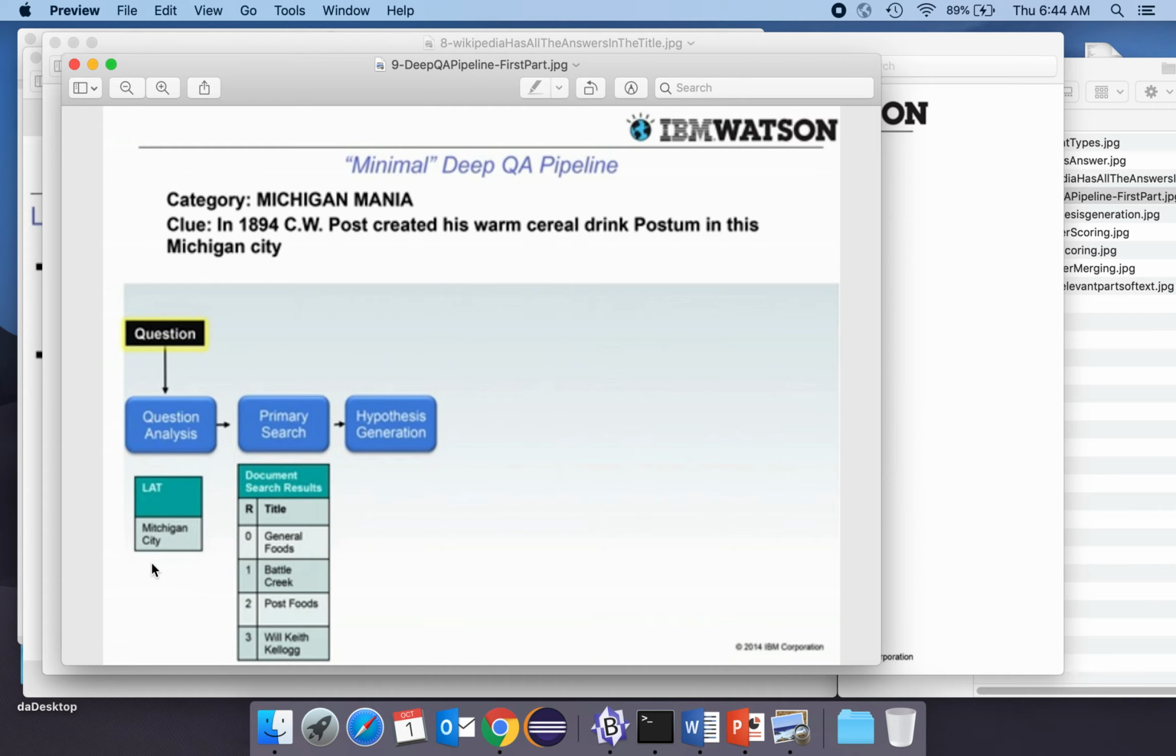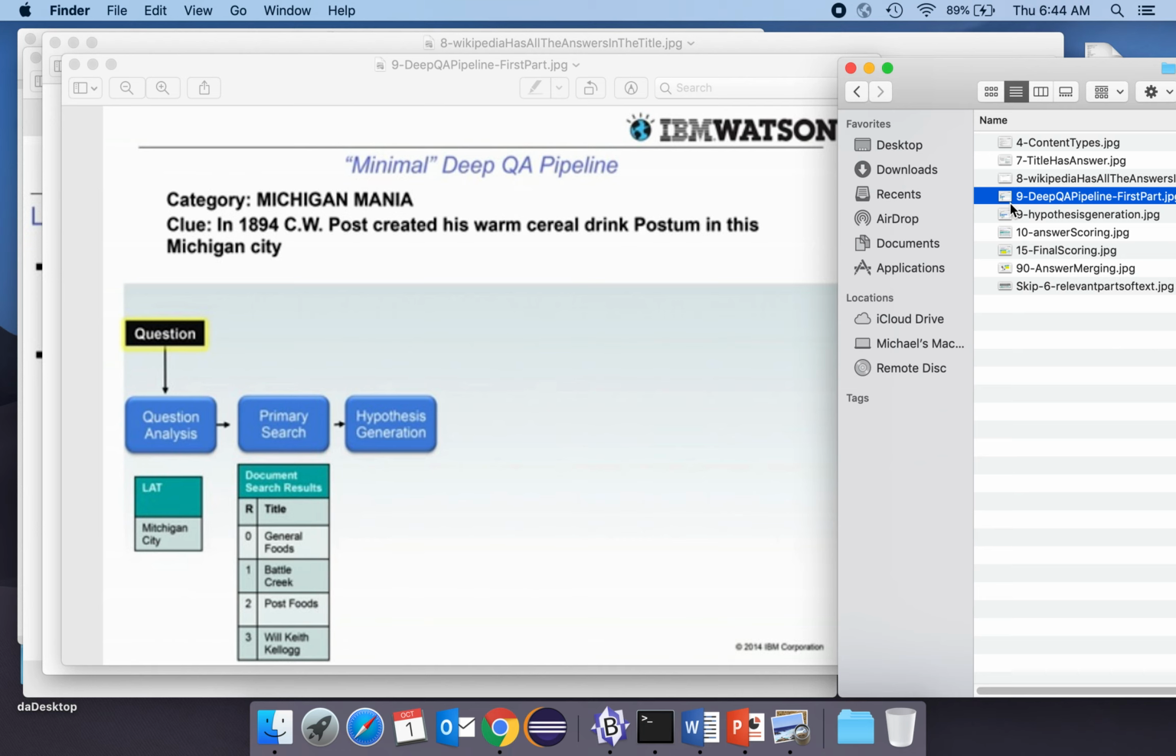So, right. I mean, the more information we have, the better it is. So the primary search returns a bunch of cities. Here's just a small sample of them. Undoubtedly, there were probably thousands. And notice that not all of them are actually cities. So General Foods, Battle Creek, we know is a city. Post Foods, that's not a city. Will Keith Kellogg, that's not a city. So lots of stuff that we find out on our initial search.